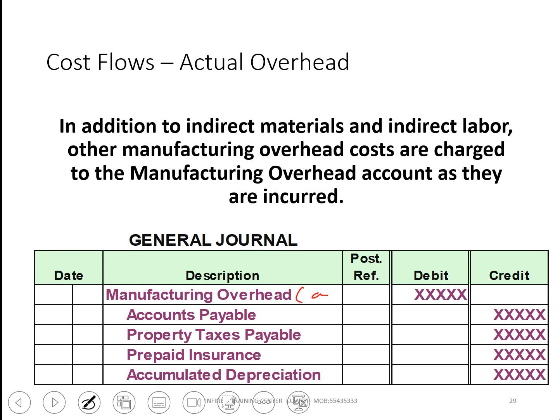That control is missing here. Overhead control account for all other expenses. Maybe it is tax payable, it is insurance payment, or it is depreciation. Whatever it is, you will directly debit the manufacturing overhead control account. So now in the overhead control account, you have three things, right? You have indirect material, indirect labor, and all these other overheads.